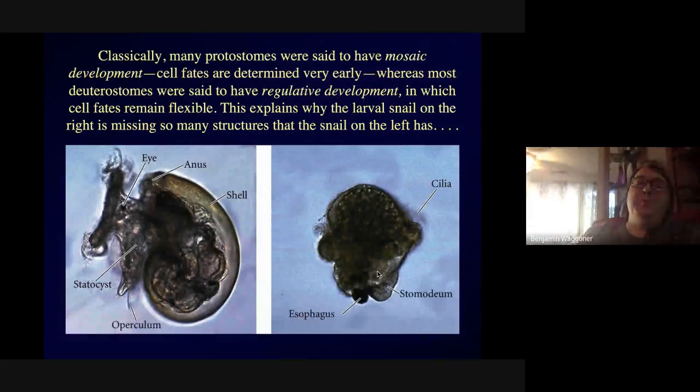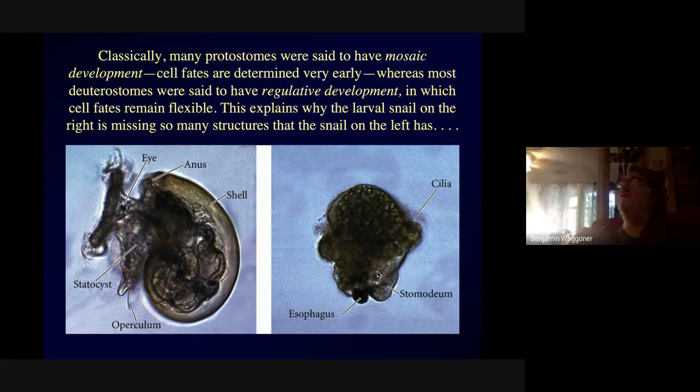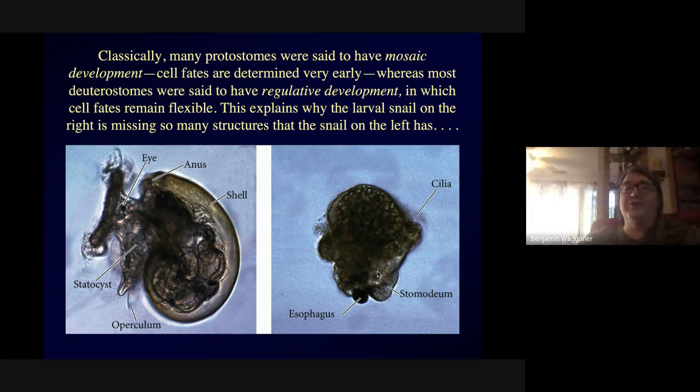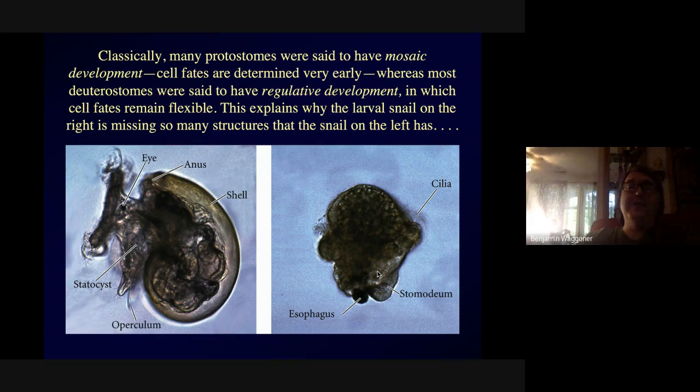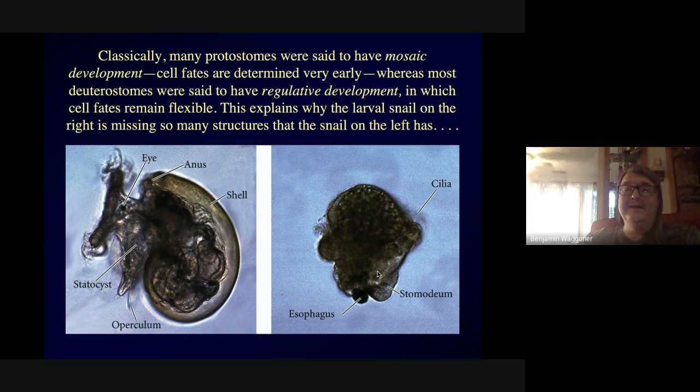Many protostomes used to be said to have something called mosaic development. Mosaic development means that cell fate is determined very, very early. From the very first cell division, cells are pre-programmed to develop into certain structures. Most deuterostomes were said to have what's called regulative development, in which cell fates are not determined immediately.